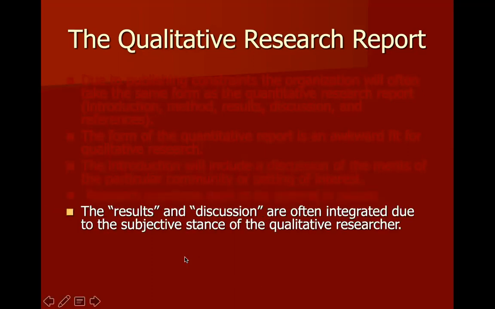Okay. And then the results and the discussion are often integrated. So as you're talking about what happened, especially if you're out there doing participatory observation, where you're out in the field and you're watching people interact, and then you're writing about it, you're not going to divide it up saying, well, here's the transcript of the conversation, and now here's what it means. You're actually going to be writing about the two things together. You're going to be discussing the meaning of it as you're describing the actual findings.